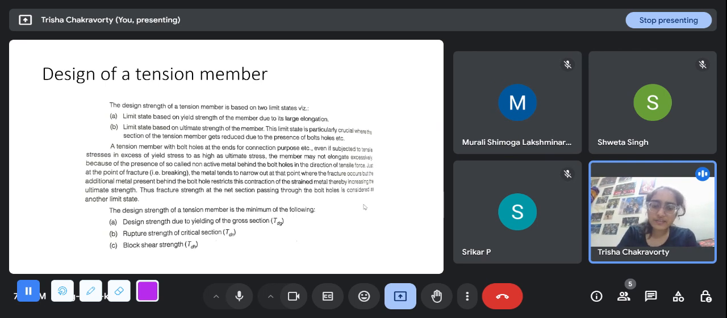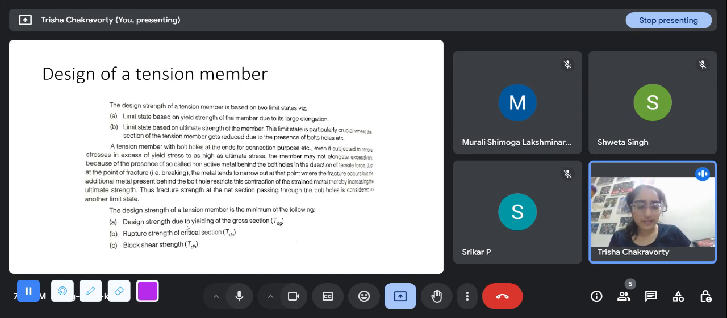The design strength of a tension member is the minimum of the following: design strength due to yielding of the gross section (TDG), rupture strength of the critical section, which is the net section. This will be the one with the bolt holes. A is without bolt hole, B is with bolt hole (TDN), and the block shear strength (TDB). So the design strength of the member will be the minimum of these three, and in all these three, a factor of safety will automatically be incorporated in the formula.